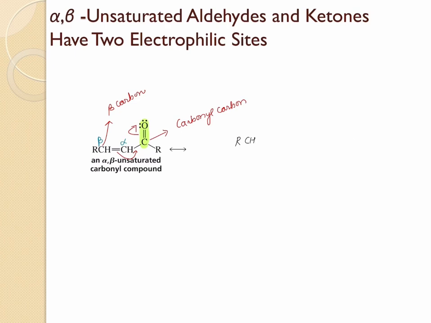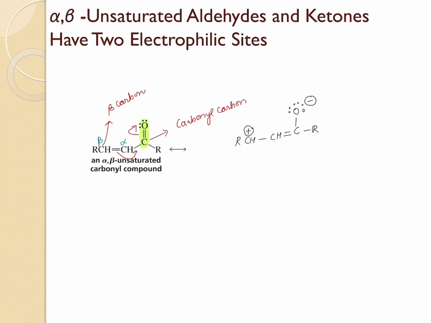When that happens, it's going to put a positive charge on this carbon, which is going to lose the pi bond. And there will be a double bond between the alpha carbon and the carbonyl carbon. And this oxygen will have extra lone pairs of electrons on it and will have a negative charge on it. So this is the other resonance contributor. Now you can see that this carbon has got a positive charge on it.